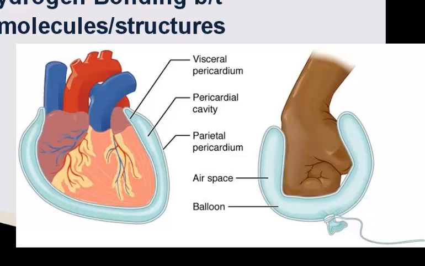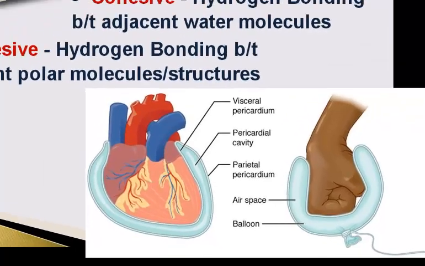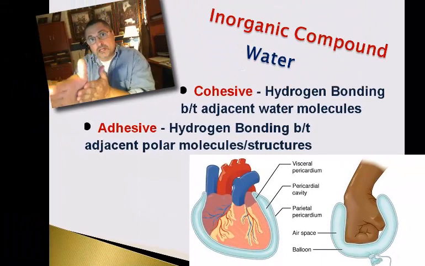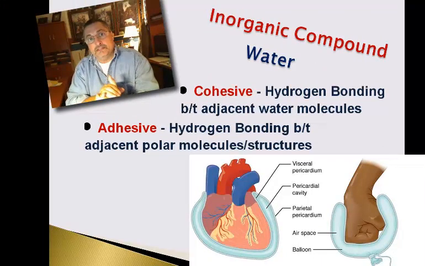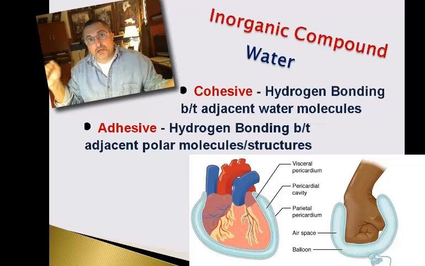Now we have this double-layered membrane, but we have fluid in the middle of it, serous fluid, which is mostly water. And the role of the water is to make sure that we can position the heart in association with the neighboring organs, that it can have the ability to maneuver around as the heart beats. And we have that sliding, that frictionless environment. That's because of the cohesive characteristics that allow water molecules to slide. But we have the adhesive as well because water molecules are also anchored to those two membranes.